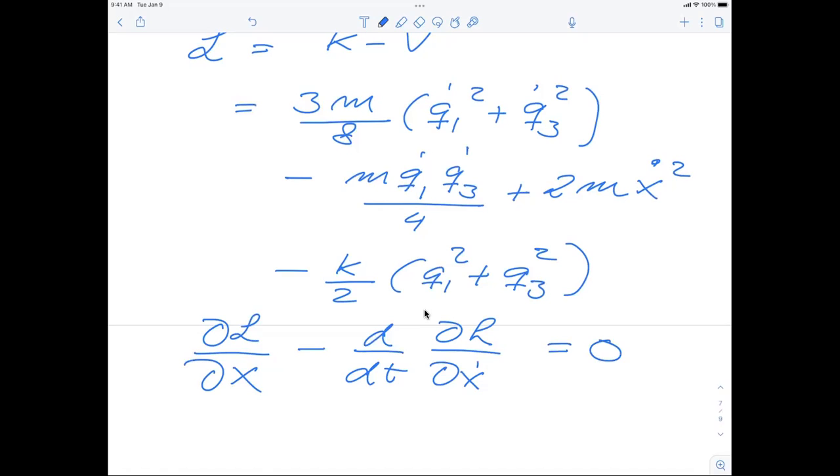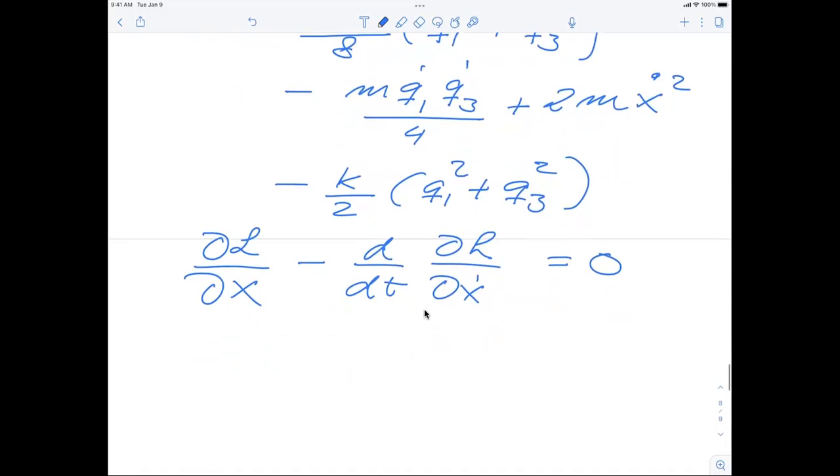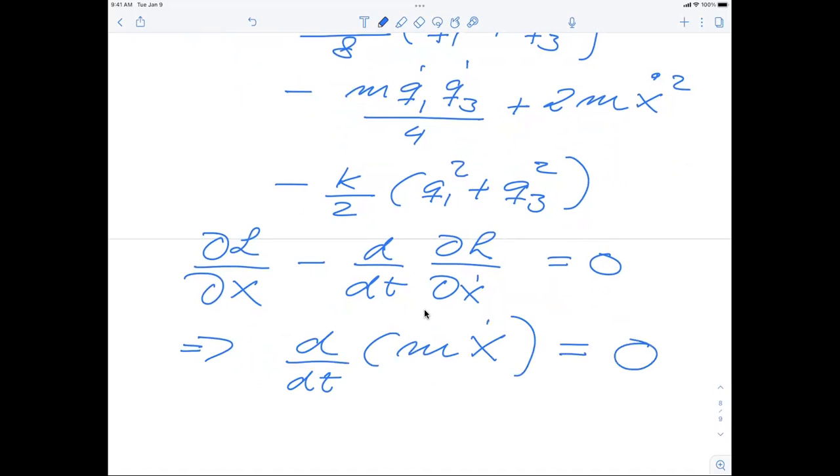If we look at the Lagrangian, there is nothing in the potential energy, so there is no explicit dependence on x itself, only a dependence on the velocity of the central mass position. So if we use these equations, we are simply going to get that d/dt of m times x dot is equal to 0.